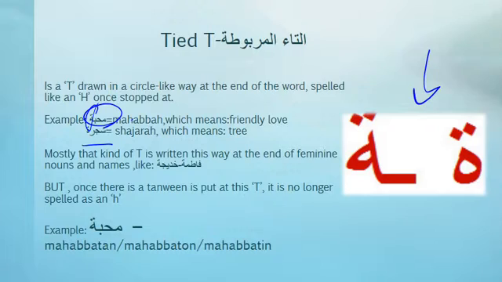But once there is a tanween, if you remember the tanween in the first lesson, we spell it like a T. It's no longer spelled like an H. For example, here, mahabbatun, let's say, I say mahabbatun as a T, no longer as an H.